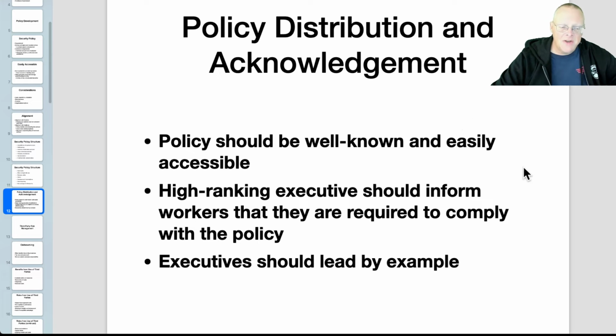And so you distribute this thing. Everybody has to comply with the policy, and your executives shouldn't be breaching it.